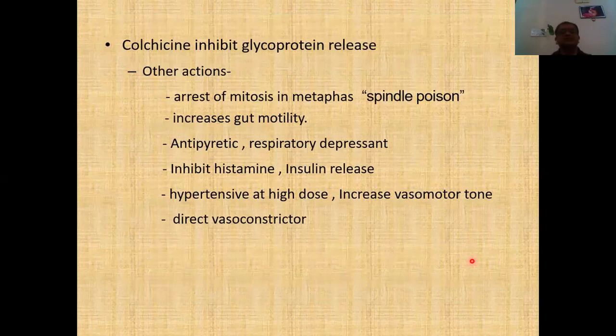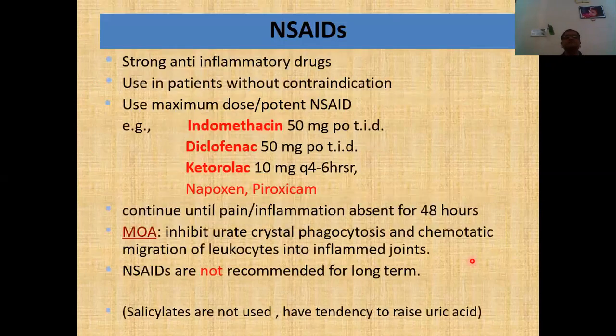Other actions of colchicine: it arrests mitosis in metaphase, as a spindle poison. It increases gut motility, and has antipyretic and respiratory depression actions. It inhibits histamine release, and you know that histamine plays an important role in inflammation. Insulin release also occurs, hypersensitivity appears at high doses, and it increases vasomotor tone, with direct vasoconstrictor actions.